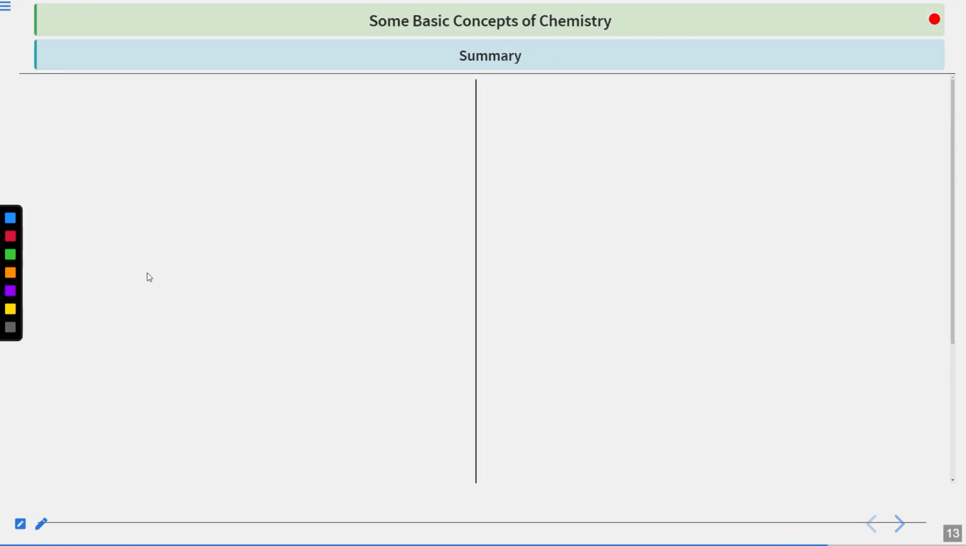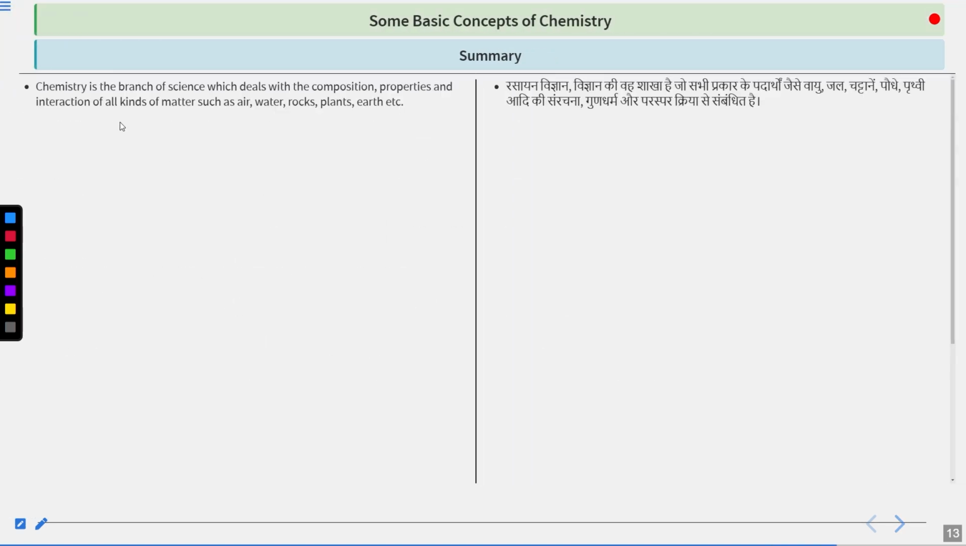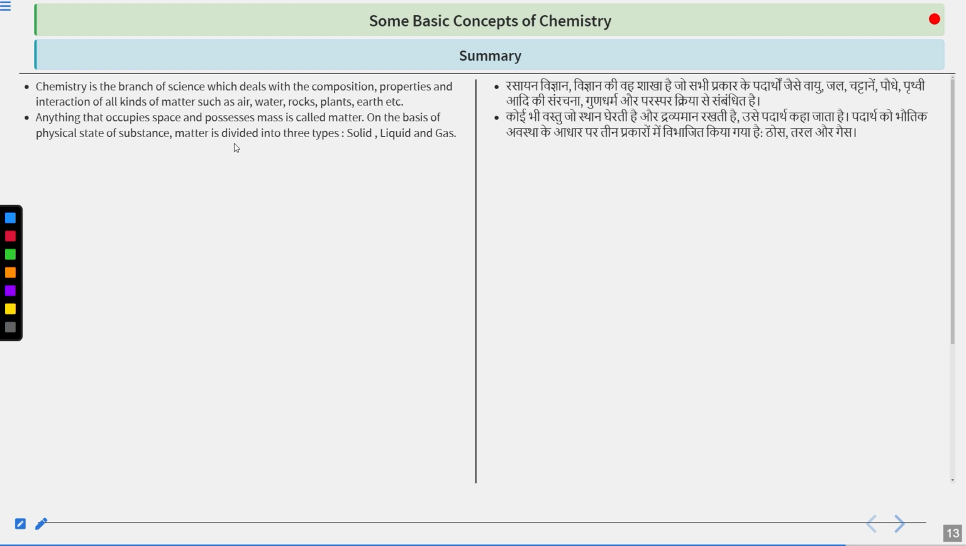Now let us try to summarize this. We have seen that chemistry is a branch of science that deals with the composition, properties and interaction of all kinds of matter such as air, water, rocks and plants. So it is basically the composition that matters in chemistry. Anything that has mass and occupies space is called matter, and on the basis of physical state, it can be divided into solid, liquid and gas.